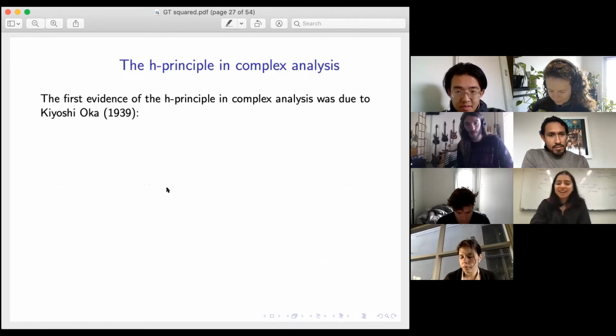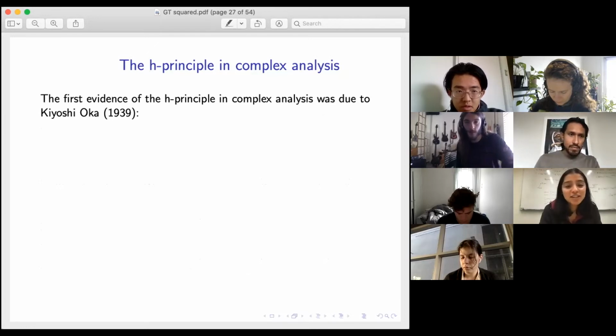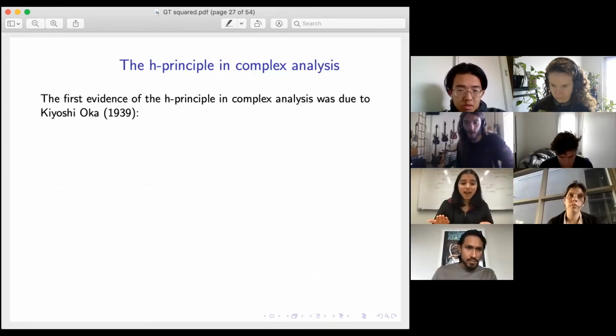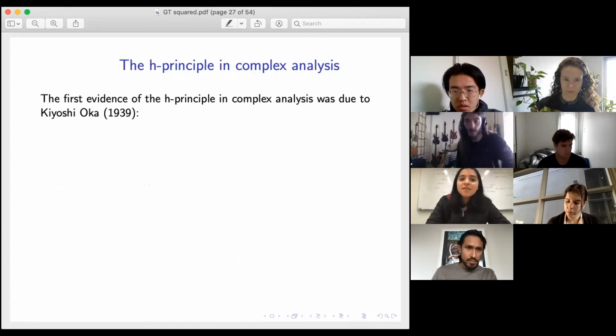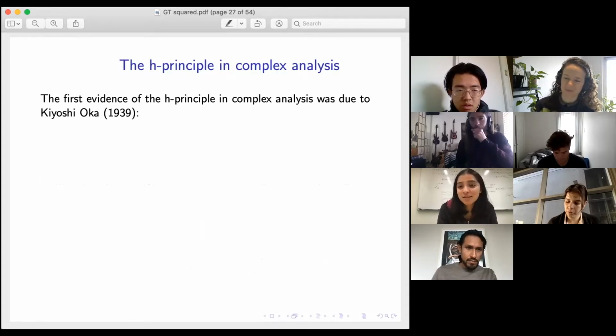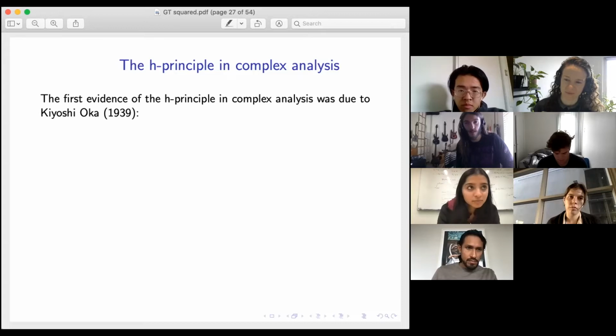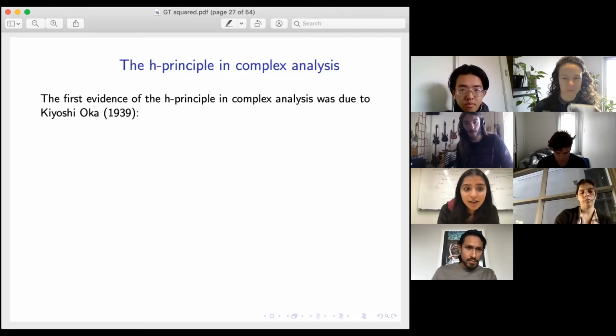Okay, so now we go on to some of the parts that I really like. The first evidence of the h-principle. It's very natural to consider how it manifests itself in complex analysis because of the concurrent developments in complex geometry in the 20th century. So if you're wondering when the h-principle first appeared in complex analysis, it wasn't very long after Whitney and Graustein's theorem. In fact, it was just 2 years after. It was in a theorem of Kiyoshi Oka of 1939.